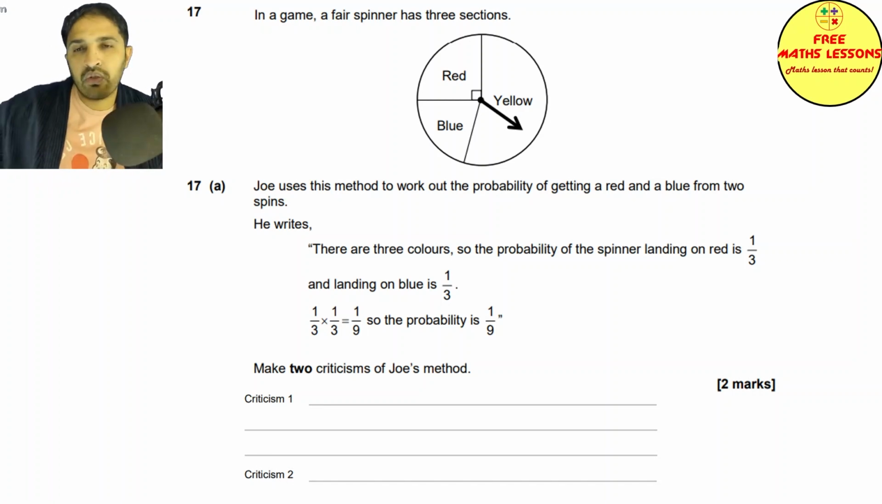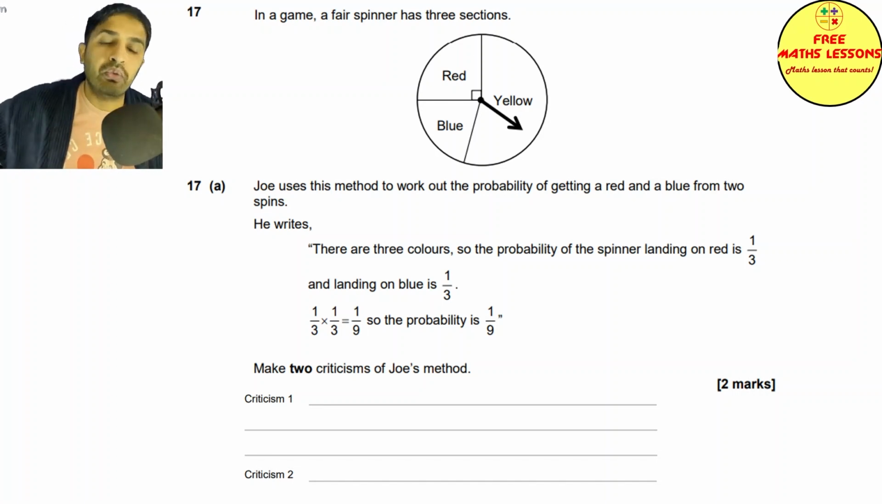Second criticism: just because you need to work out the probability of blue and red together, you don't need to multiply it. If you're doing it twice, then the probability of landing on one of those is going to be 1/9 when you're multiplying the 2 things happening in a row. Basically, that's going to be 1/9, even if the probability of red is 1/3 and the probability of blue is 1/3. So the probability of landing on red and then blue would be 1/9, if you did it twice. So that's not what we're looking for here.